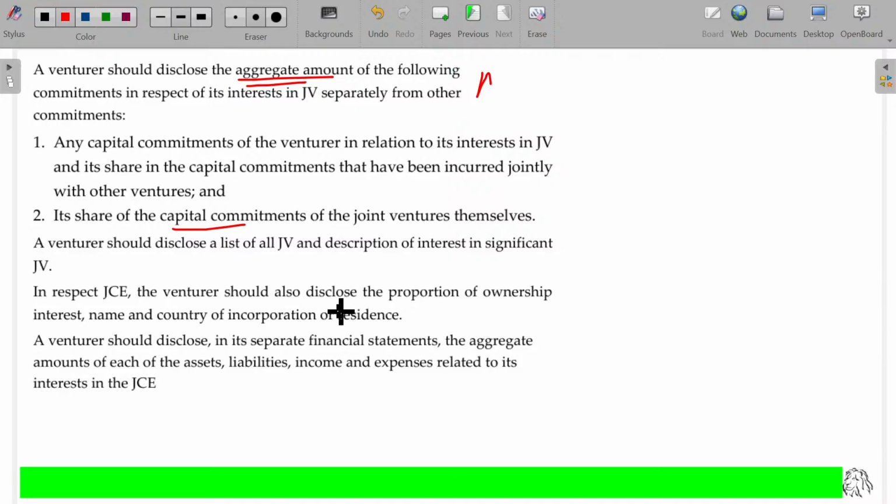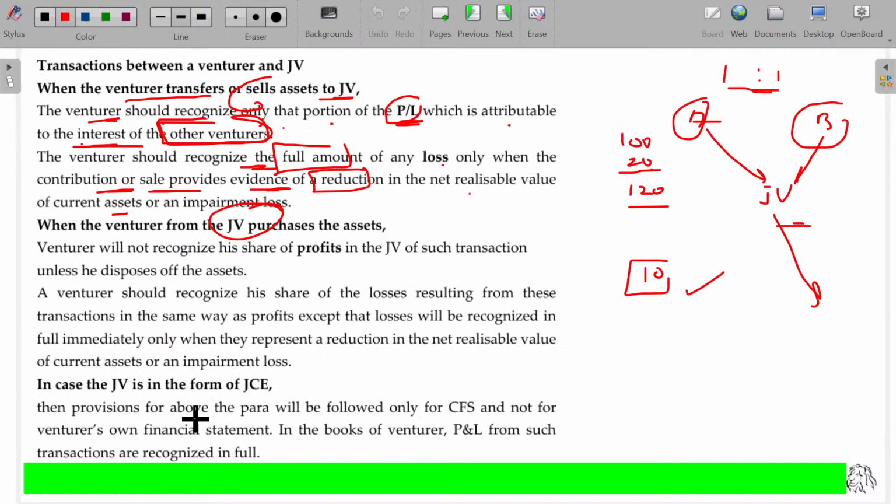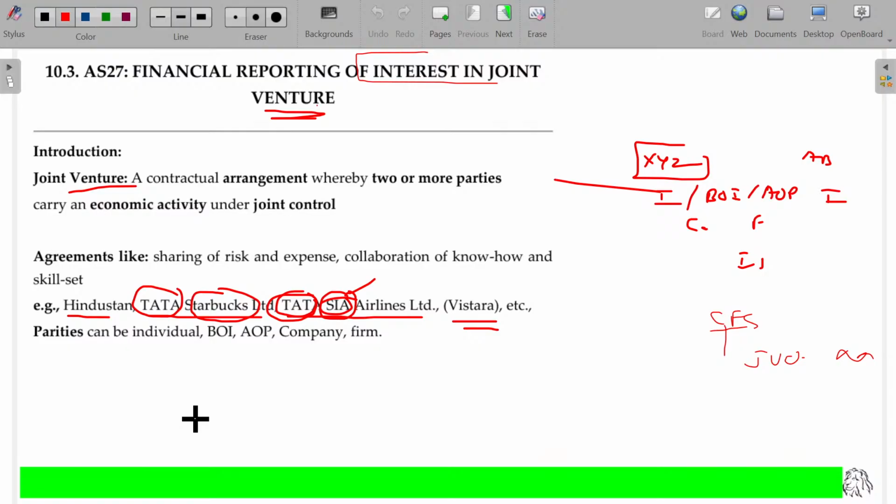Apart from that, you have to disclose in your separate financial statement as well as CFS. A venturer should disclose in its separate financial statement the aggregate amounts of each of assets, liabilities, income, and expenses related to the JCE case. So that's all about the joint venture. From this, it is very clear, especially JCE, that will be as per AS 27, to be reported only when you are falling under CFS under AS 21. Clear? So with that, this AS 27 is over.